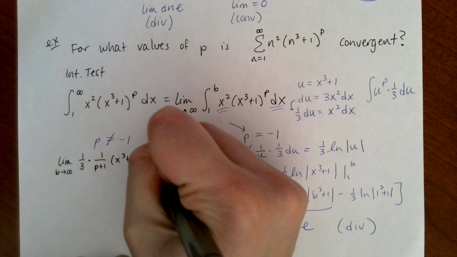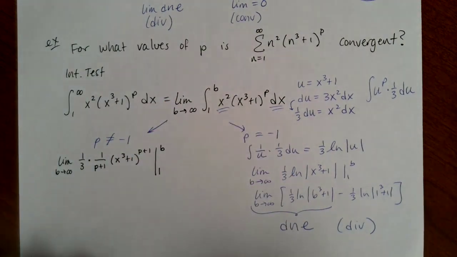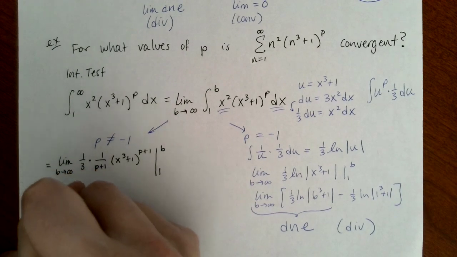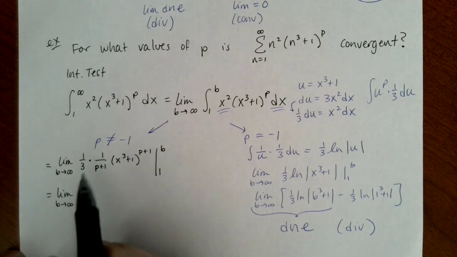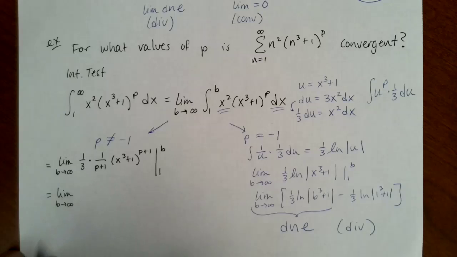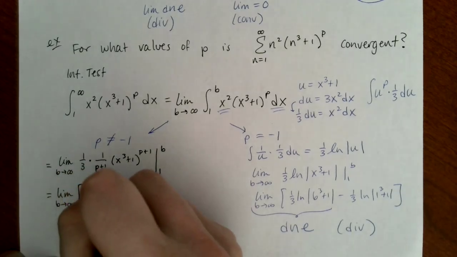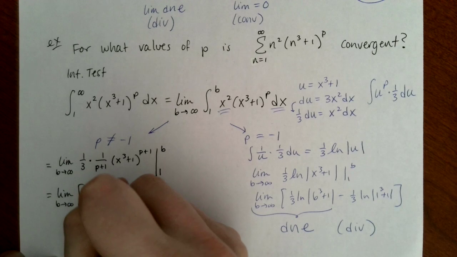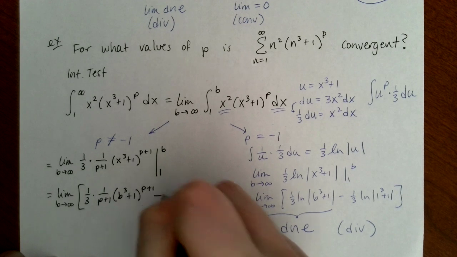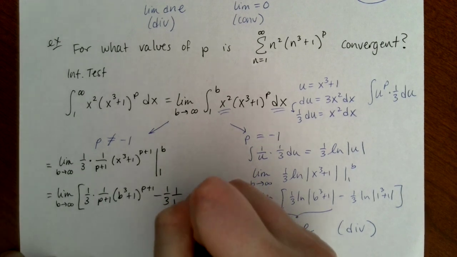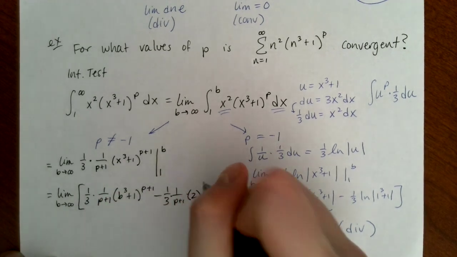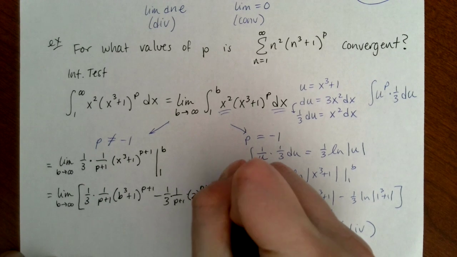All right, and we're doing between 1 and b. So I'll do my plug and subtract, keeping the limit on the outside. You could factor out the 1/3 all the way, or even the 1/3 times 1 over p plus 1. You could factor them all the way outside the limit if you want to, but it's not mandatory. (b cubed plus 1) to the p plus 1, minus 1/3 times 1 over p plus 1. 1 cubed plus 1 is 2, so I just put that 2 in there, to the p plus 1.